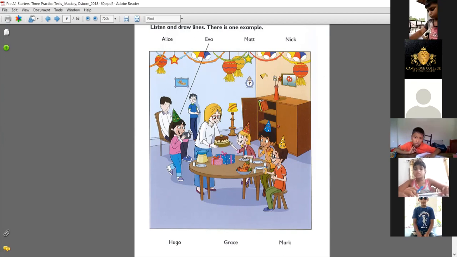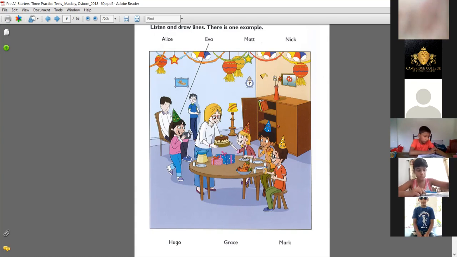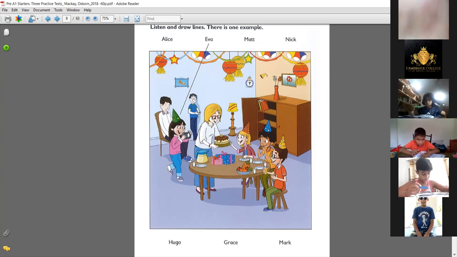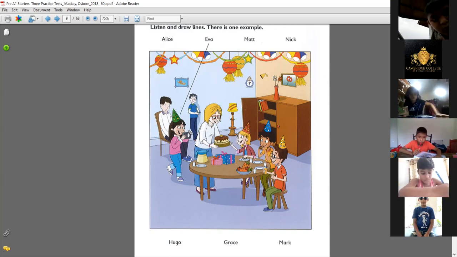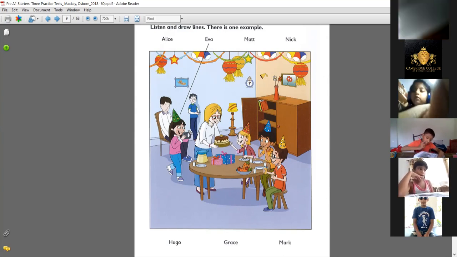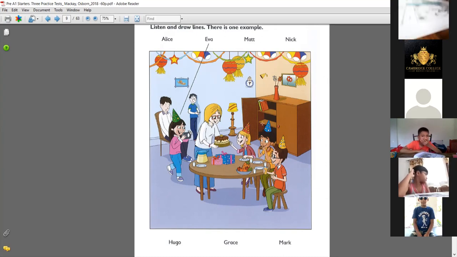One. Can you see my mum? Is she holding the cake? Yes, she is. What's her name? Her name's Alice. Oh, okay. Two. Who's that boy with the yellow hat? The boy with the orange juice? Yes, who's he? That's my friend Nick. Three. And what's that boy's name? The boy on his phone. That's Matt. He's my brother. Oh, he's got a nice phone. I know. It's new. He loves it.